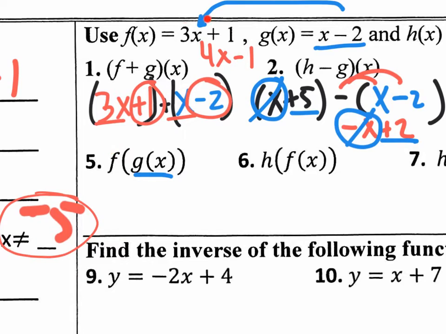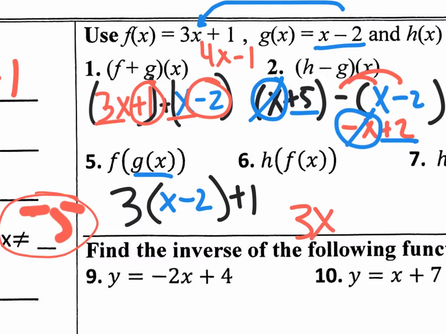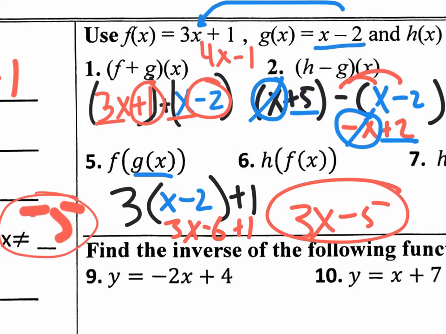So I would start by writing my f of x function, the one I'm going to plug into, 3x plus 1. And inside that x spot, inside those parentheses, we're plugging in the x minus 2. So when you distribute and combine like terms, your answer will be 3x minus 5, because you end up with the 3x minus 6, but then plus 1. That'll give you the final answer, 3x minus 5.